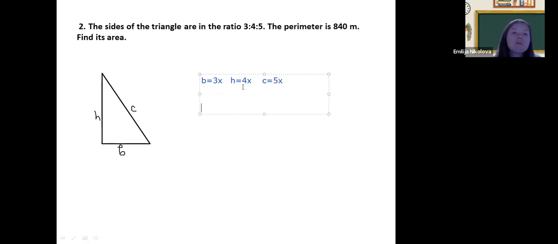So now the perimeter. The perimeter is everything around. We need to add all of them together. So b plus h plus c, or I can write down the formula directly. 3x from b plus 4x from h plus 5x from c. All of them together should give us 840. So adding this together, 5 plus 4, 9, plus 3, 12. We have 12x equals 840. In order to find x, we need to divide 840 by 12.